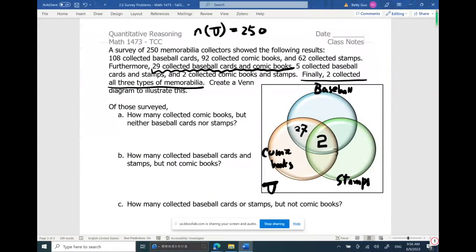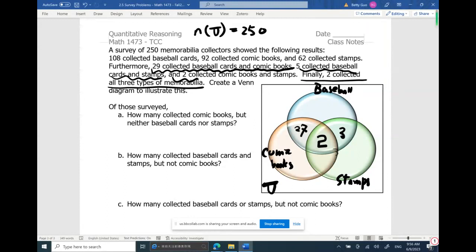Yeah. And the 5 collected baseball and stamps. Yeah, baseball and stamps, 5 of them. So we have 3 here, because 2 of them collected all the 3. So 3 of them collected only baseball and stamps.